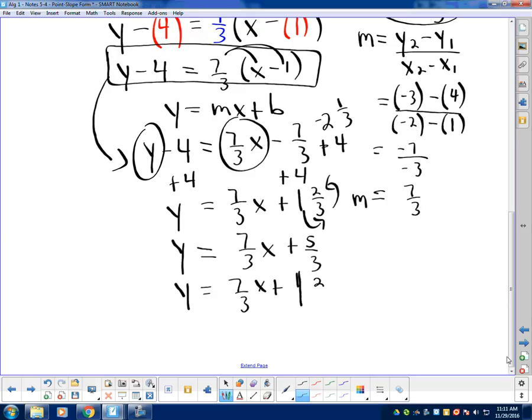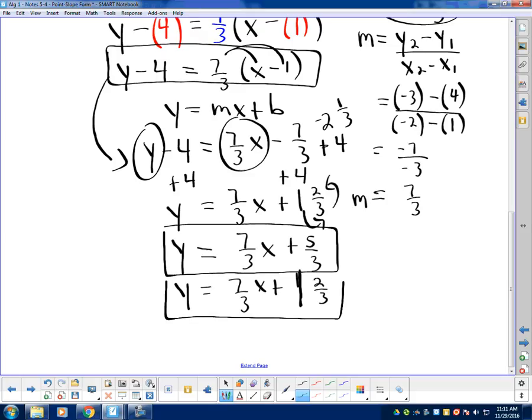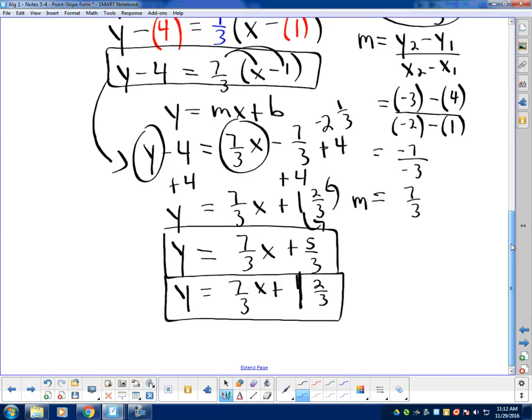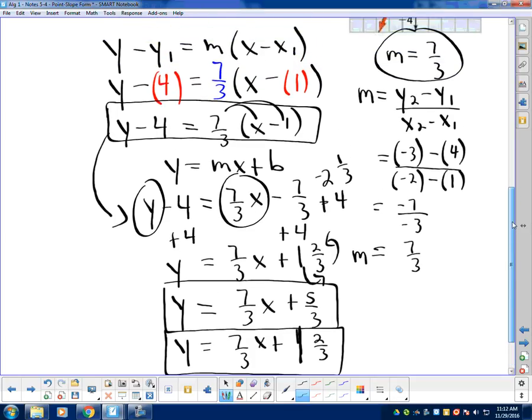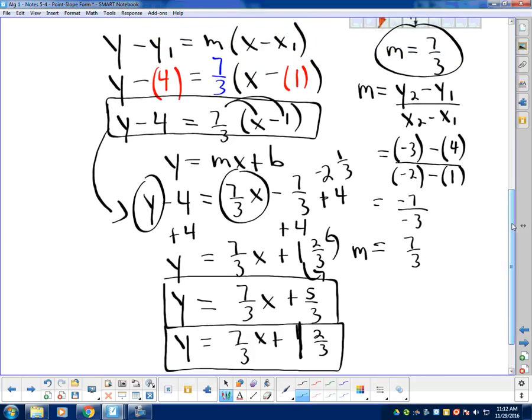At least 1 2/3, I know, if I'm going to graph this, I know where 1 2/3 is. It's between 1 and 2 on the y-axis, a little closer to 2. 5/3, I'm going to be thinking about that as 1 2/3 when I go to graph it anyways, but you should know that either one of these that I'm boxing here are the equation of the line in slope-intercept form. So either one.